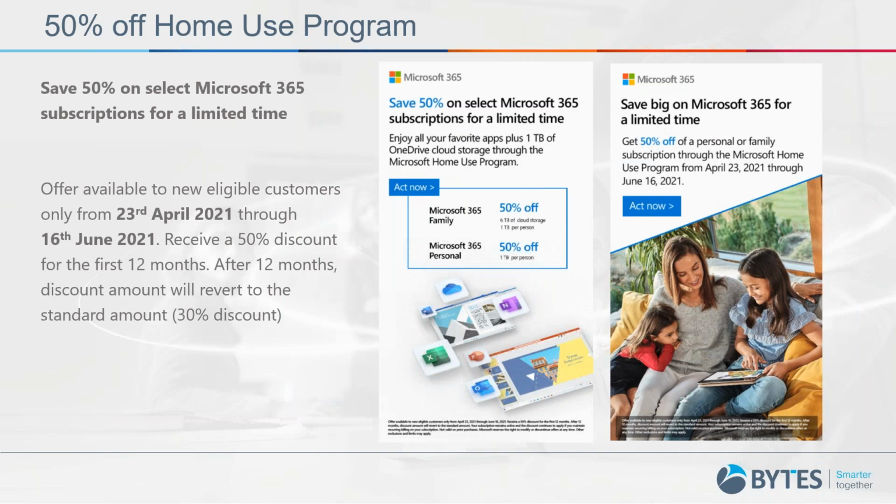So those customers that have already bought software assurance, typically for Office or online services, they might be eligible for the home use program, which allows their employees to get a 50% discount off a personal or family subscription to Microsoft 365 through the home use program. So the 50% discount is available until the 16th of June, after which it will revert back to the standard 30% discount. So on the home use program website, as you can see on screen, there are a few flyers you can potentially use to promote the home use program within your customers.